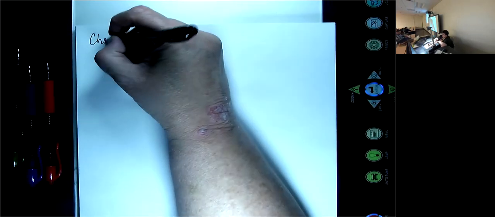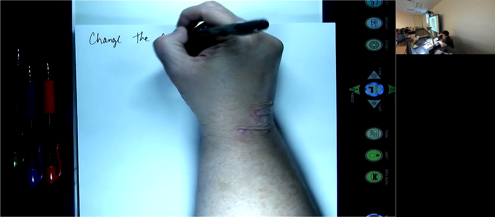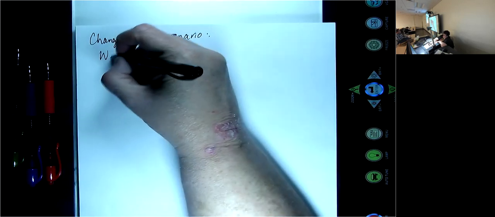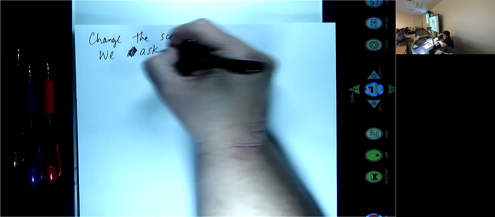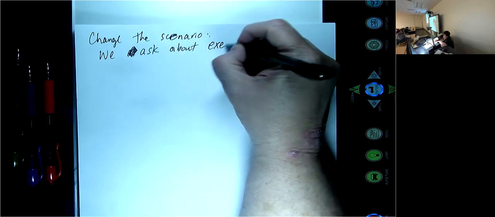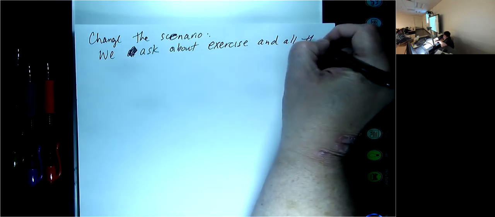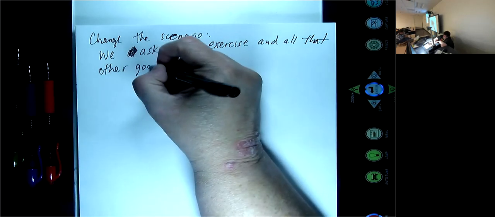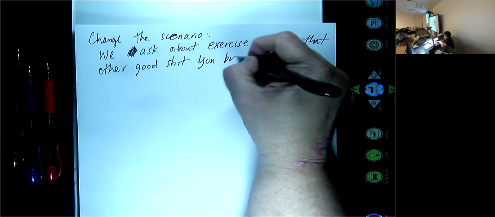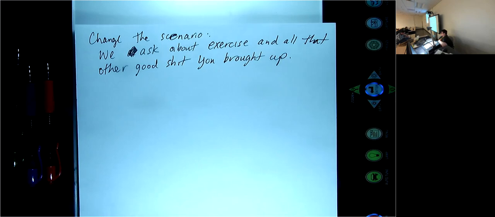So we have lurking variables. What if we try to address them? So change the scenario. We ask about exercise and all that other good stuff you brought up. Well, if we ask all that, now we get to the point where we're going, which one do we blame it on?